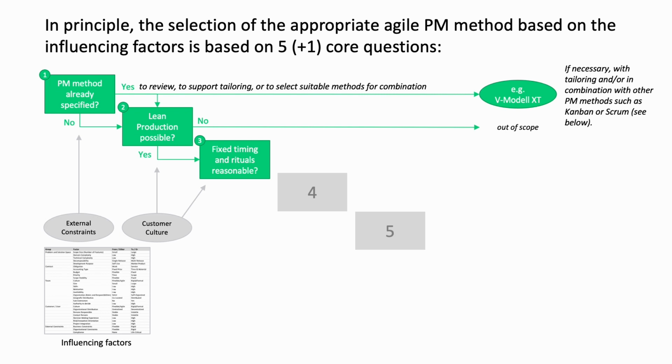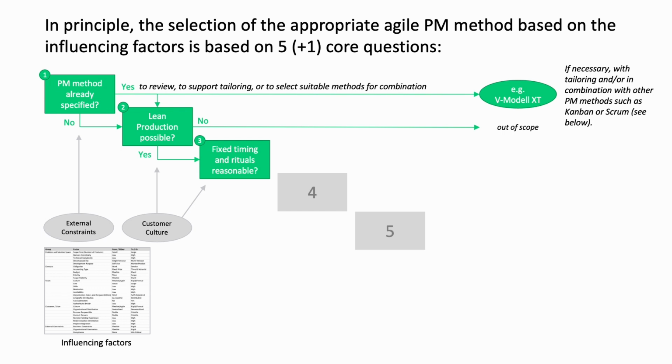For example, in the form of strictly clocked iterations and a compulsion to continuously prioritize features at the beginning of each iteration and continuous feedback on the work results at the end. So this capability of the organization is necessary. However, this is not sufficient for a decision in this direction. The other question is whether a stricter organization and timing is also necessary or whether it makes sense. I'll come back to that in a moment.